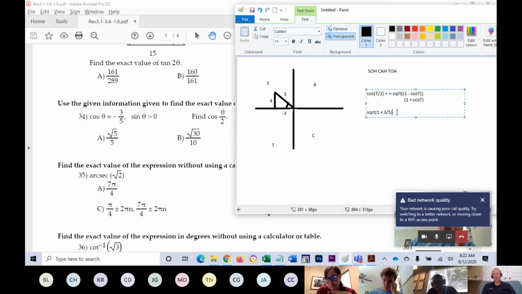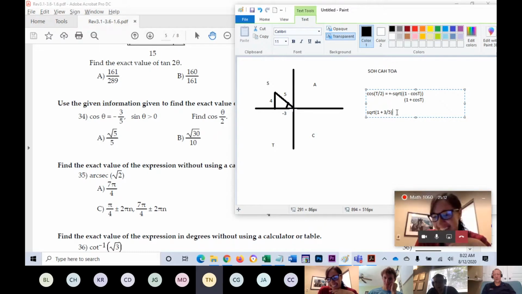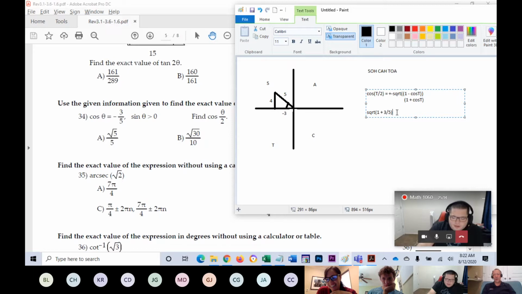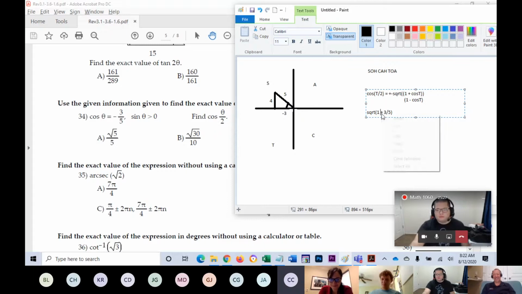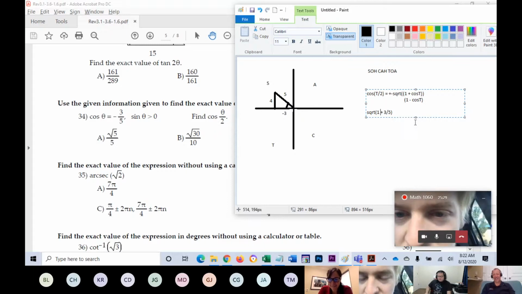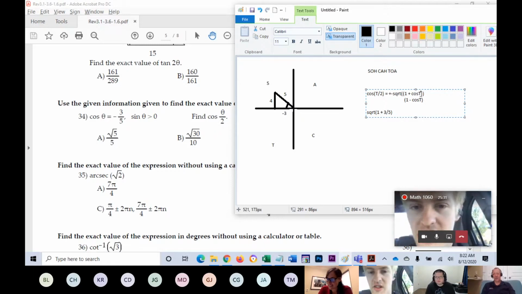Wait, hold on. I gave you the wrong equation. Yeah, that's my bad. I was looking at tangent. So the cosine of theta over 2 is plus or minus the square root of 1 plus cosine of theta over 2. Yes. Yep, now we're right. You looked it up. No, 1 plus cosine of theta over 2, because it's our half. Or no, the denominator is 2.